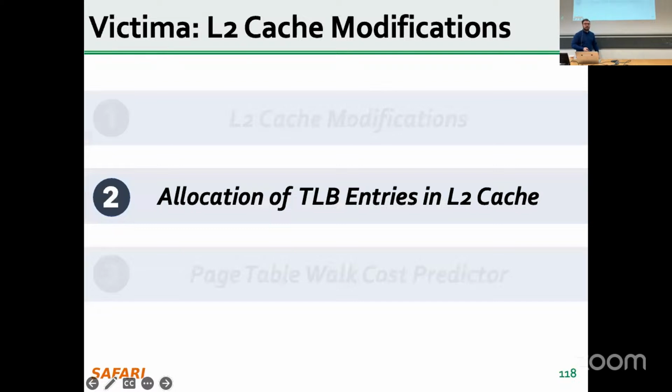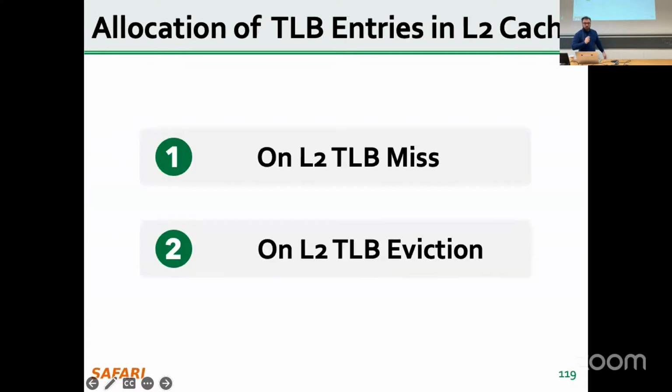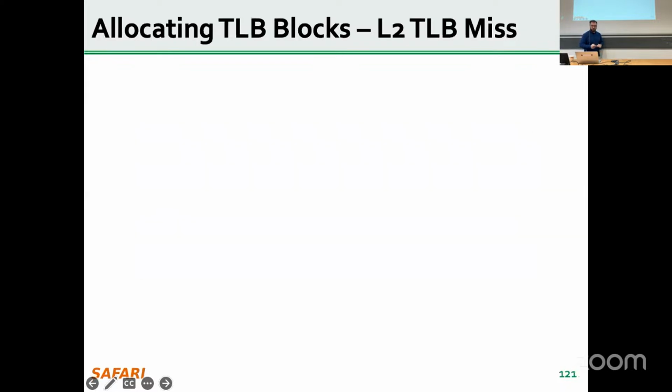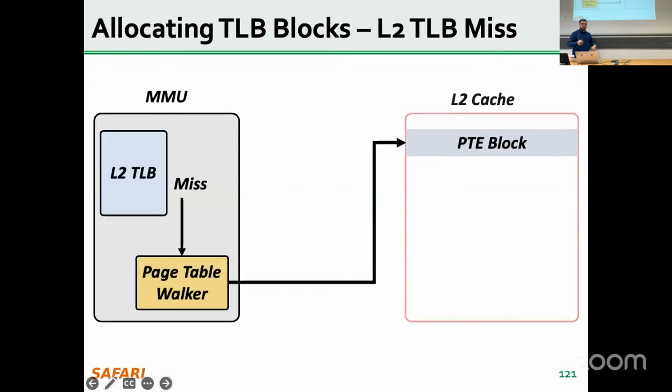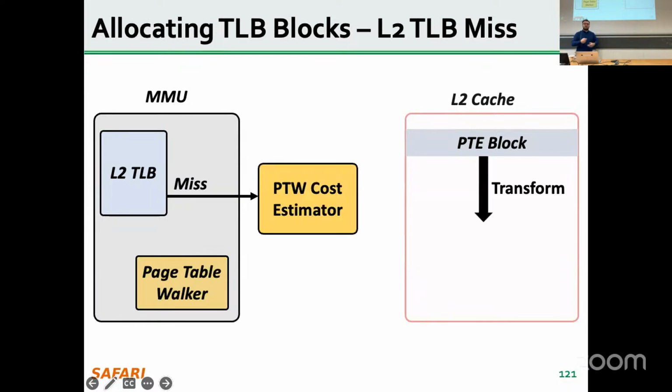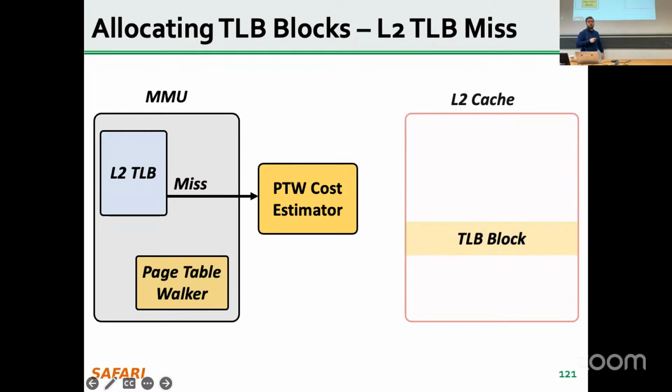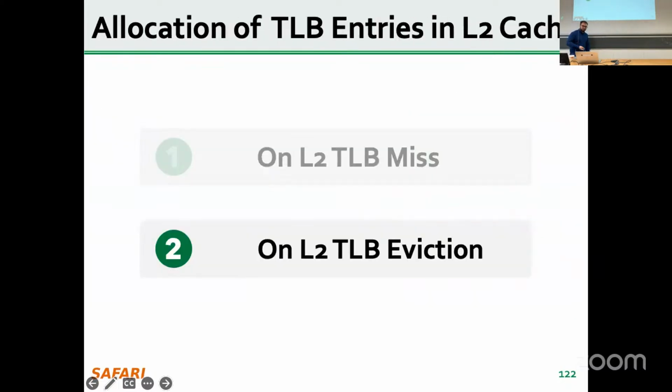How do we allocate TLB entries in the L2 cache? Now we found out how we can access the L2 cache. There are 2 scenarios: an L2 TLB miss and an L2 TLB eviction. On an L2 TLB miss, we perform the page table walk, we fetch a PTE block, and then we consult the page table walk cost predictor. The predictor says, oh, the page is very costly to translate, so you should transform it into a TLB block. So next time we do the walk, this will not be a problem.